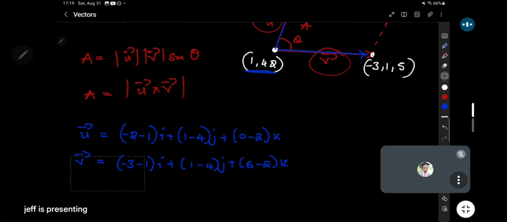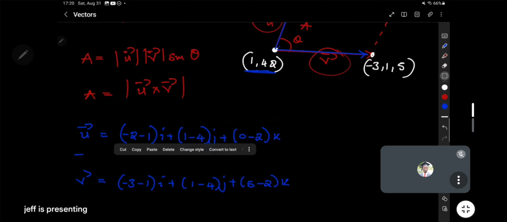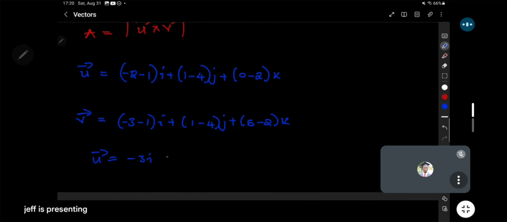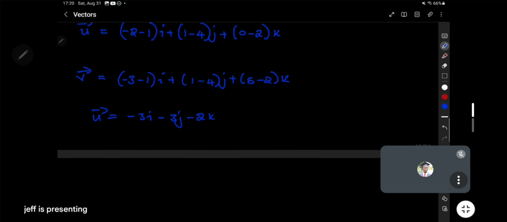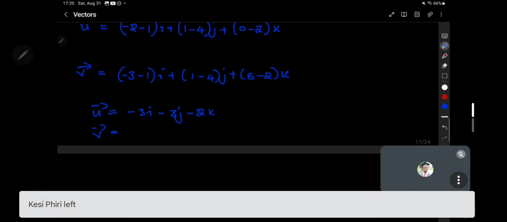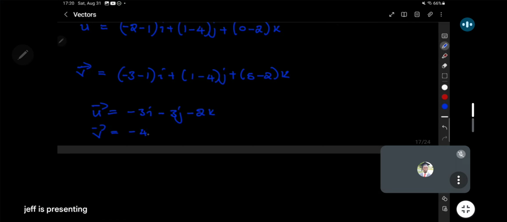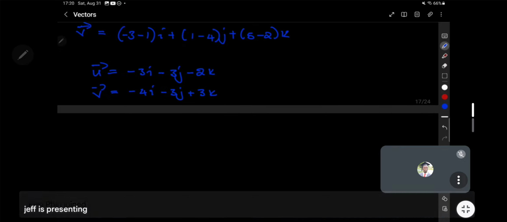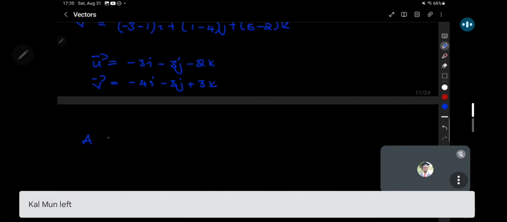Now we can simplify these. From the first one, we end up with u equals -3i, -3j, then -2k. And then v will be equal to -4i, -3j, and then plus 3k. So we have the two vectors. After getting the two vectors, we can now get the area.